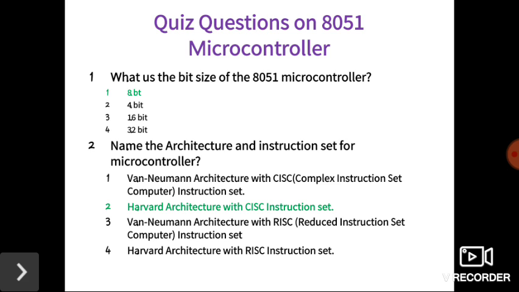In the first slide we saw that. What is that? Harvard architecture with the CISC instruction set. CISC is nothing but complex instruction set computer. So the name of the architecture and instruction set for the microcontroller is Harvard architecture with the CISC instruction set.